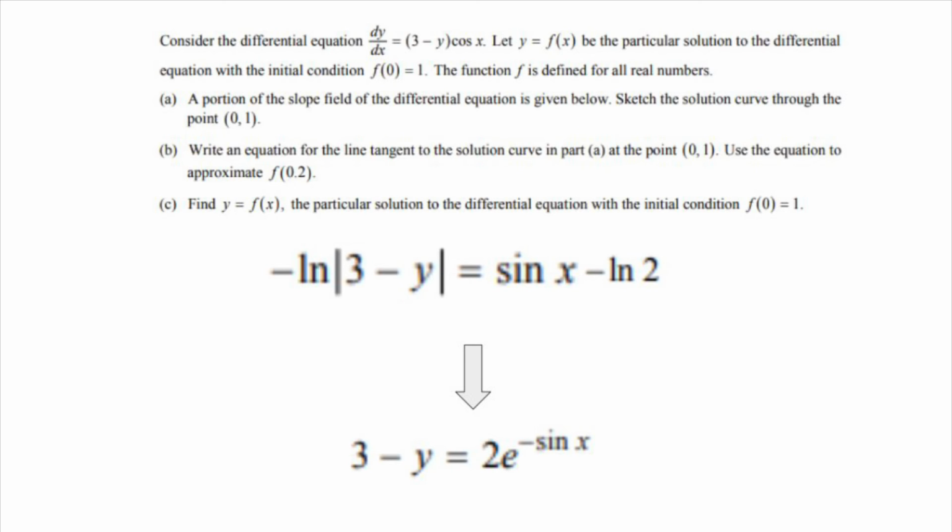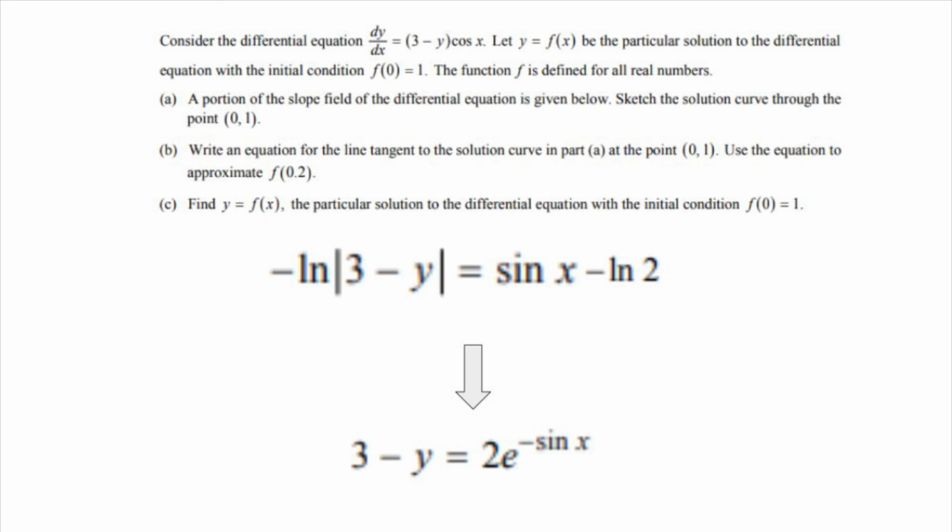We plug in negative ln 2 for c, and now we're just solving for y. That is the last part of this question, and it might be tough, but we'll get there. So in order to get rid of all this, what we have to do is take e and raise it to the power of each side of the equation. So we have e to the negative ln of the absolute value of (3 minus y), and that gets rid of it for us, and we just have 3 minus y.